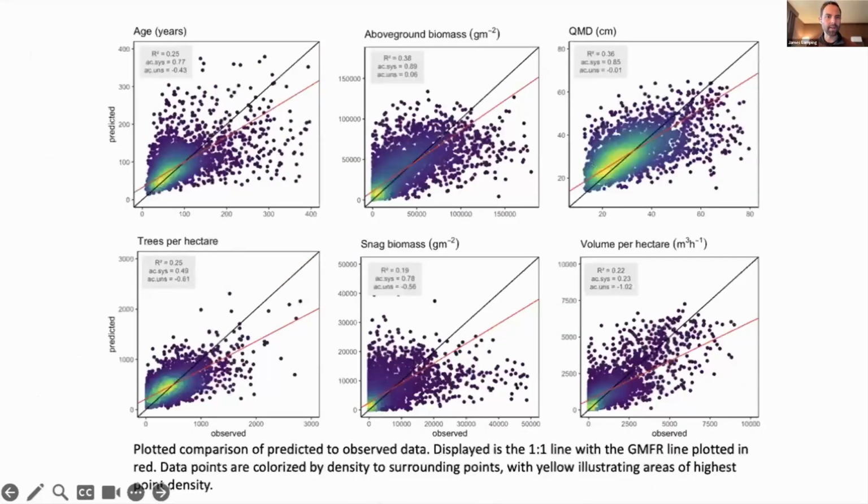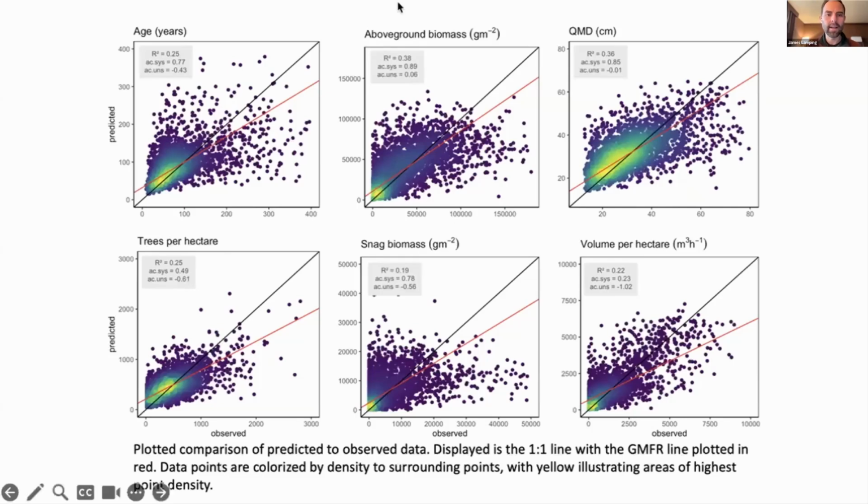How do these models perform? They perform pretty well, with the highest performing imputation map being above ground biomass, and the lowest performing being snag biomass. That makes sense, and it's true for most GNN models. It's really hard to observe snags from satellite data, especially at 30-meter pixel resolution. There's also not a very strong climate tie to where we're finding snags and how many we see. So it performed a little bit less well than some of the others, but above ground biomass performed pretty well.